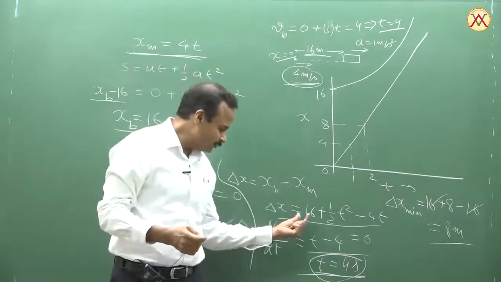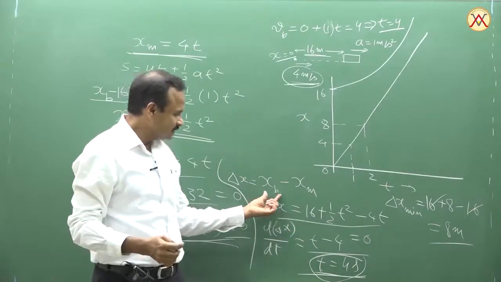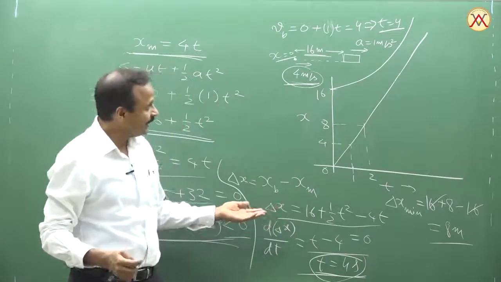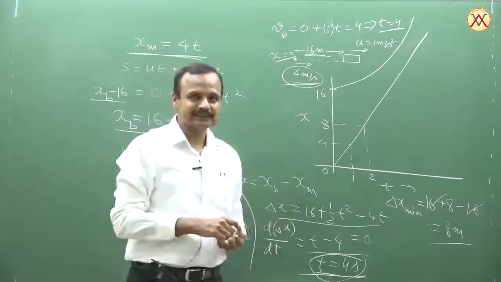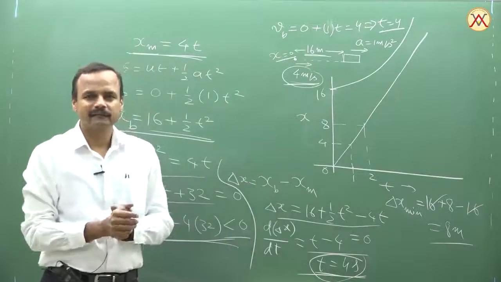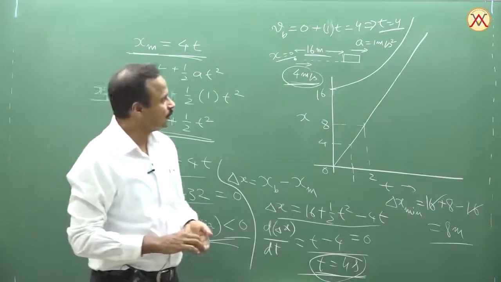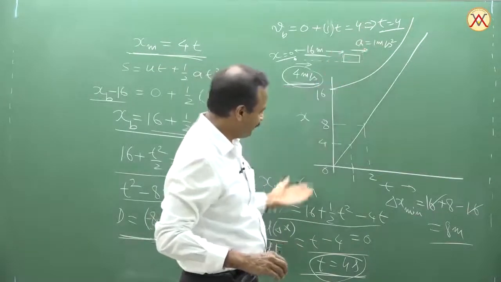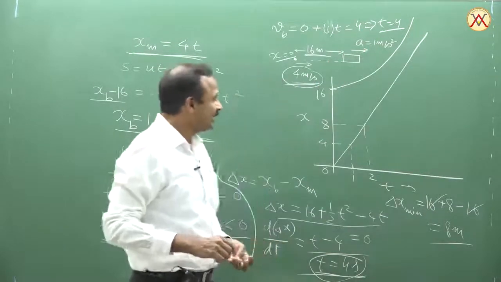Here we were differentiating the separation of bus and man, and here we have got this by equating the velocities. So at t equal to 4, the velocity is equal and the separation is minimum, and you can calculate the separation here.